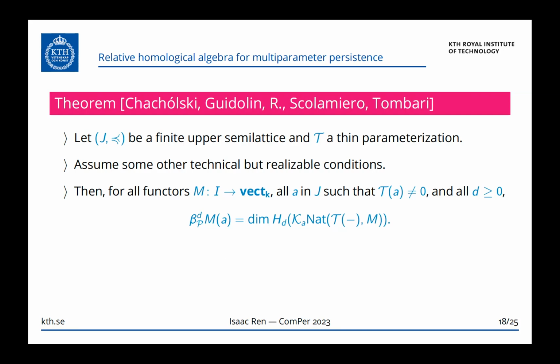And then we have the following equality again. On the left, we have the relative Betti diagram of M at A, and on the right, we have the dimension of the d-th homology of the Koszul complex of nat Tm, so this replaces M, at A. Once again, we just have a chain complex of vector spaces on the right, so it's simpler than computing an entire minimal relative resolution on the left.